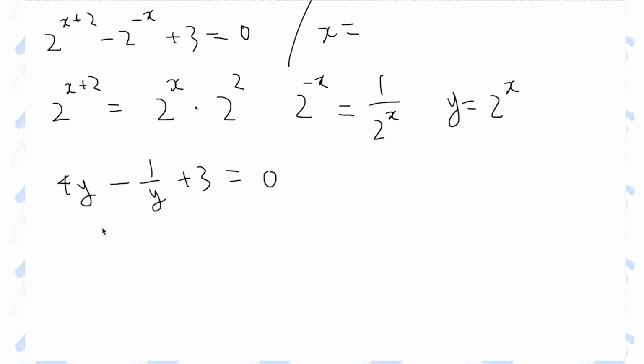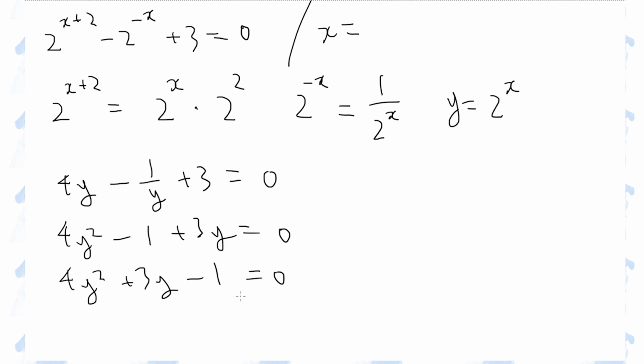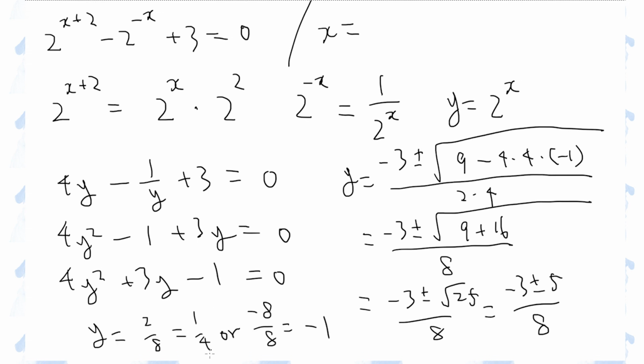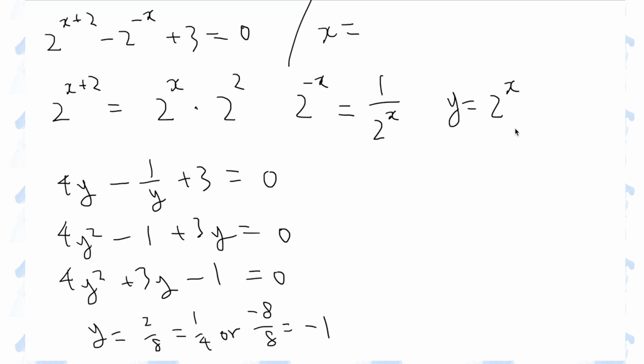Let's multiply each term by y. Let's use the quadratic formula to solve this quadratic equation. So y is 1/4 or minus 1, but remember that 2 raised to the power of x must always be positive, because the graph looks like this. Therefore, 2 raised to the power of x must be 1/4.